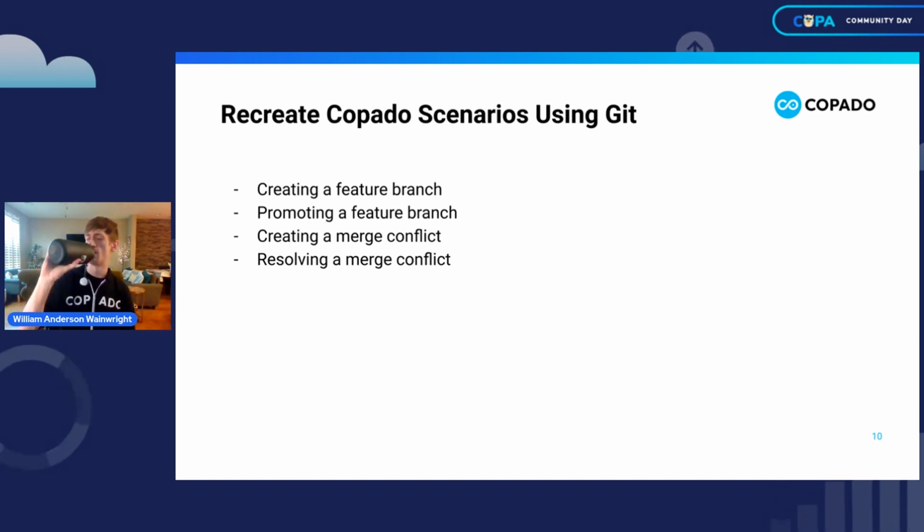And so now I want to open up Visual Studio, and we'll just run through the Copado branching strategy. We'll just walk through creating a feature branch. We'll create a promotion branch for that feature branch, and then we'll create a couple more features, and then we'll actually create a merge conflict. And then we can resolve that merge conflict. And you'll get to see how all that works without using Copado. We're just going to use Git. So let me go ahead and switch to my screen share.